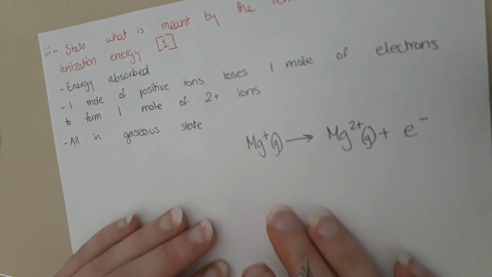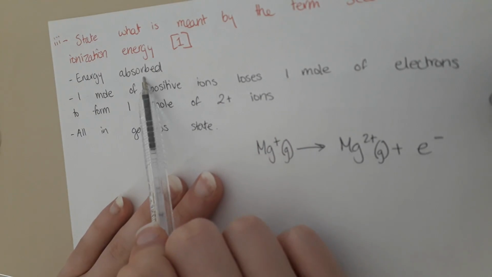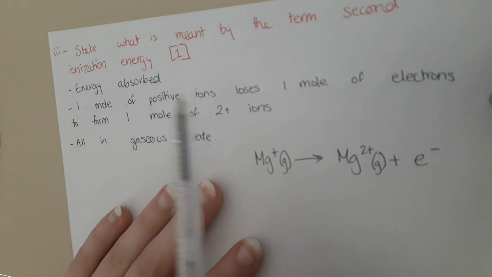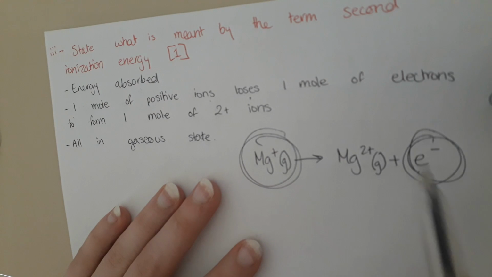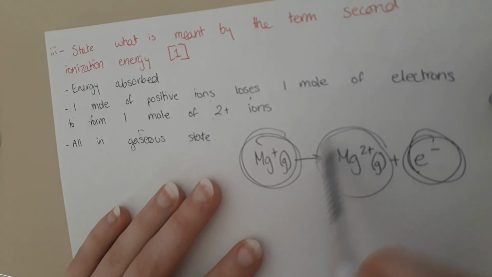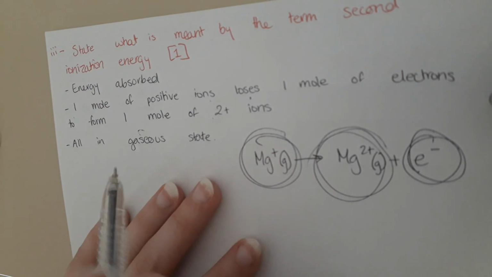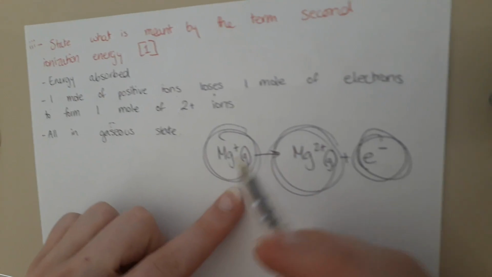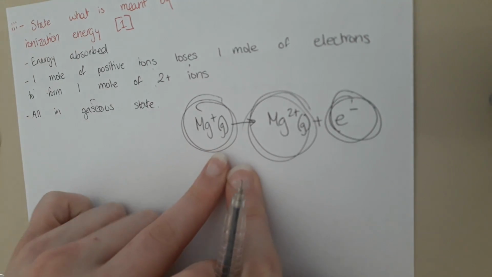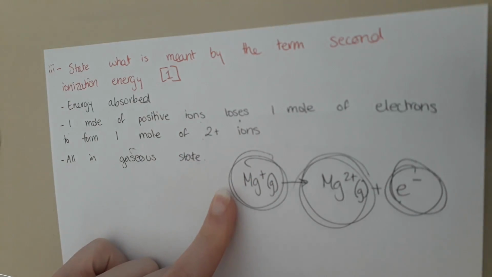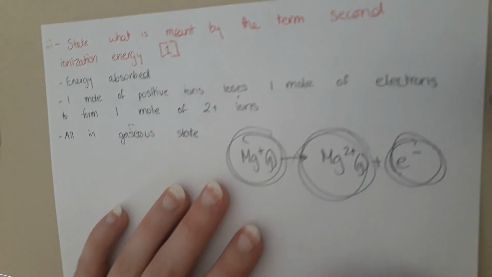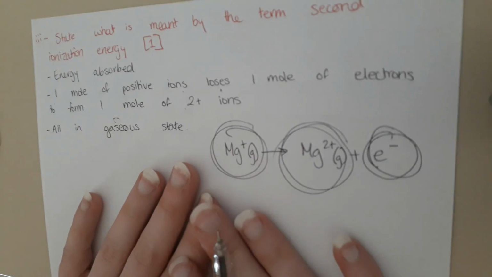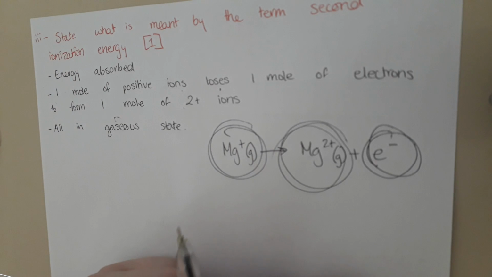So again, the marks included are: energy absorbed when 1 mole of positive ions loses 1 mole of electrons to form 1 mole of 2+ ions. And this again is all in gaseous state. So you could have written it out like this and still gotten the marks, or you could have written it all like this. It didn't really matter which one you decided to do. But yes, for all those 6 marks, those are what you had to include to ensure that you got all of them.